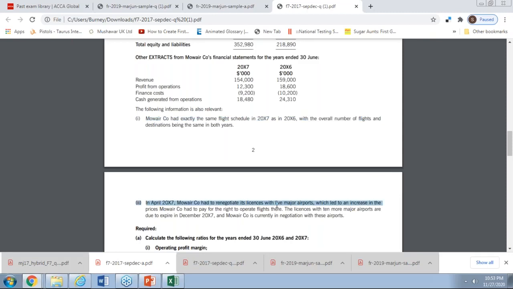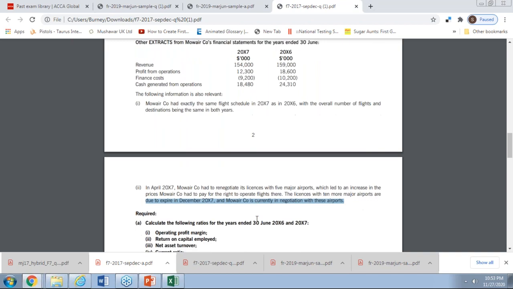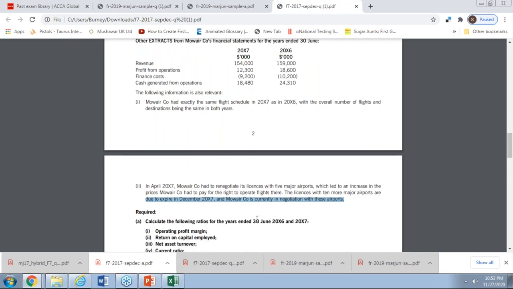the amortization of the license. The licenses with 10 or more major airports are due to expire in 2007. Moyer is currently in negotiation with these airports. So whatever the impact of the renegotiation of these 10 airports will be, it will be on the future. Right now, we don't have the impact of this renegotiation in the current year because till 31st December we still have the license.